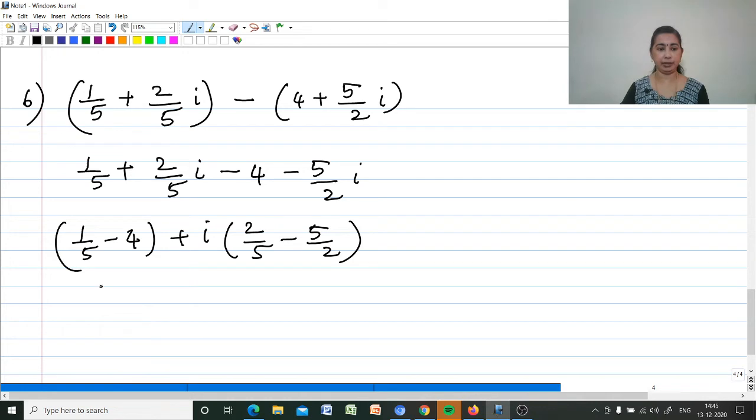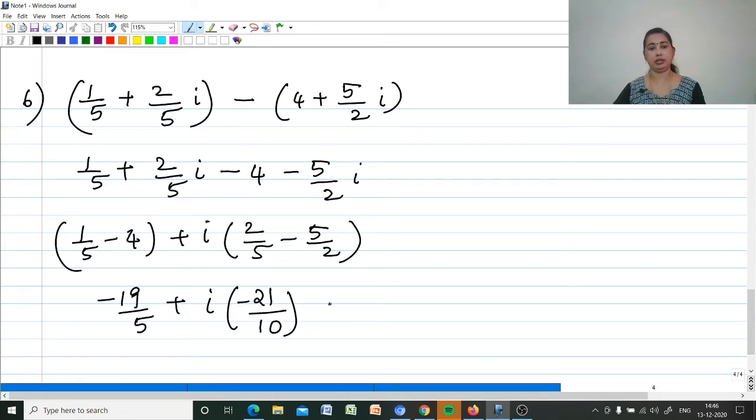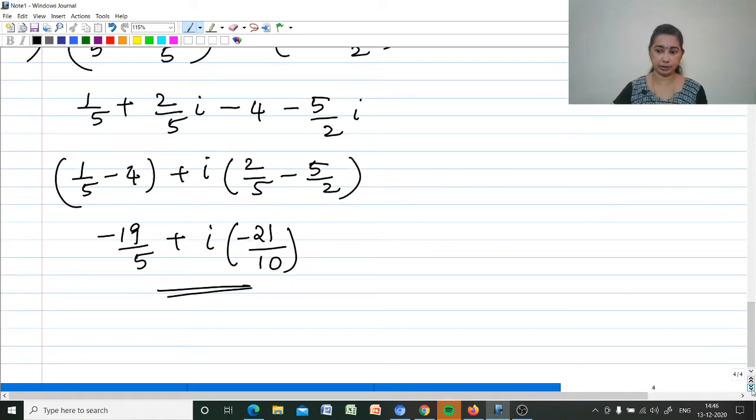Now cross multiplying, (1 − 20)/5, that is −19/5, plus i into, here also cross multiplying, (4 − 25), that is −21/10. So −19/5 + i(−21/10).